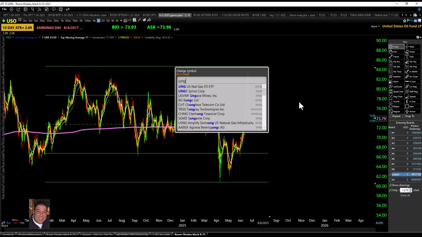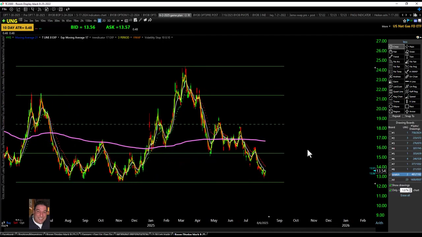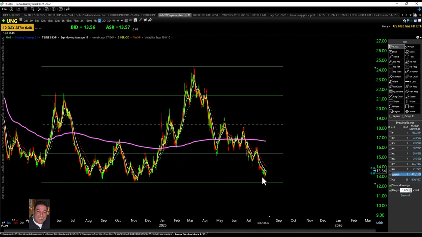Take a look at UNG. Okay, UNG is bearish, very, very bearish. Price action here is showing you a bearish head and shoulders pattern. You've got the triple top head up there, then a right shoulder right there. It's a double top right shoulder, double top left shoulder right there.